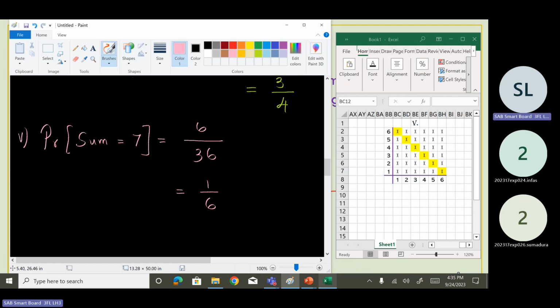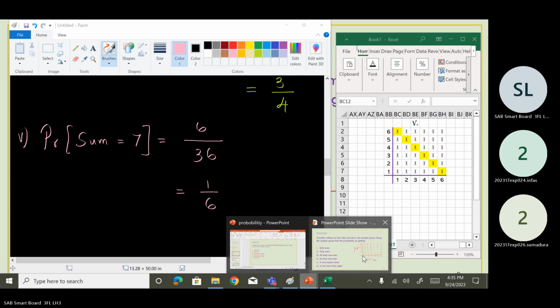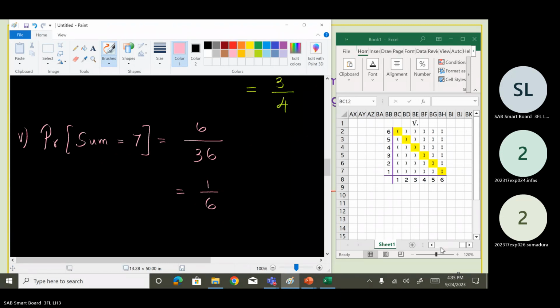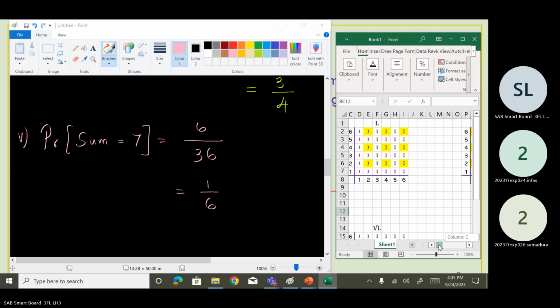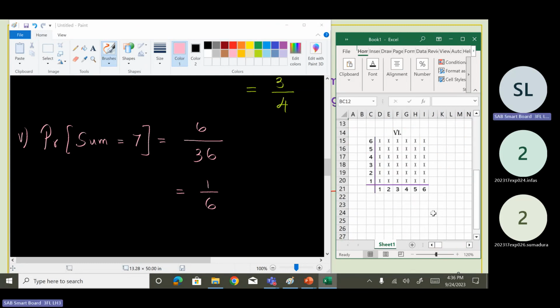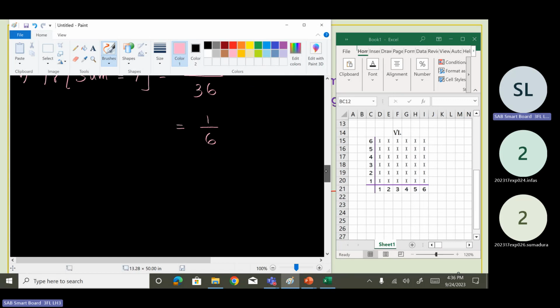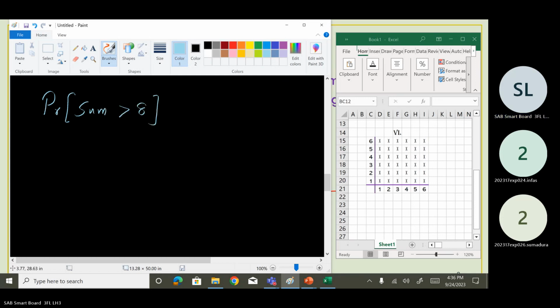So finally, the sum more than 8. Sum more than 8, so 8 itself is not counted. 9 and onwards are counted. So probability that the sum is more than 8. So what are the elements which are counted?